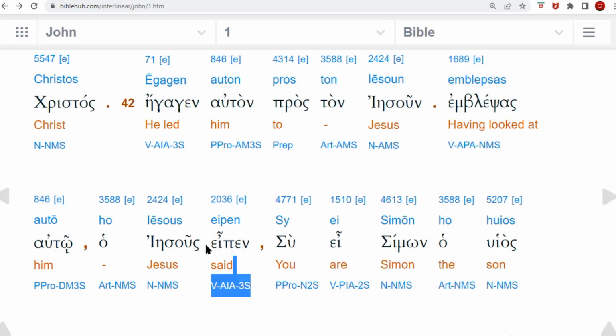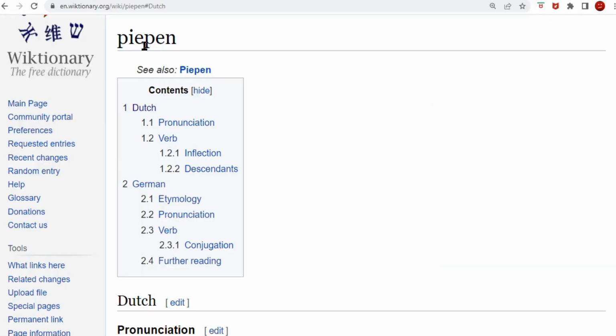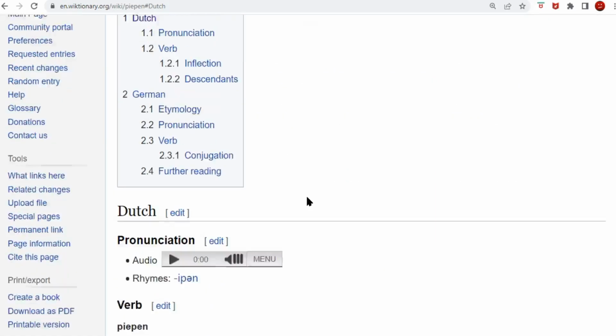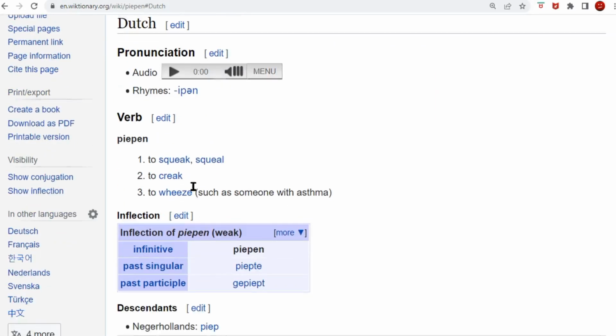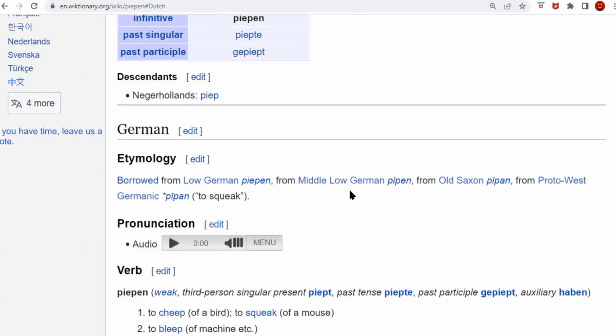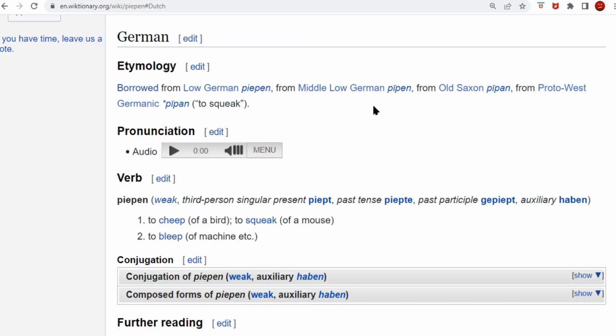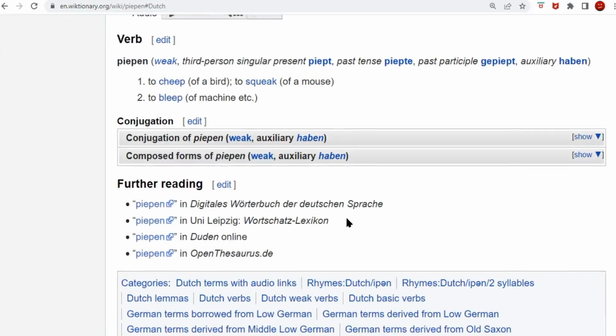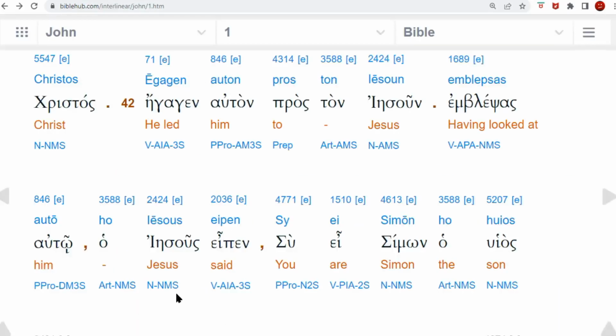This tells you to reach over and grab this E, although you turned around. It would regularly just be P-I-P, but this is P-I-E-P-E-N, to piping, the P-I-E-P-N, piping. Oh, Dutch, to squeak, to squeal, to wheeze, German, all of the ancient languages, same meaning, to squeak, to wheeze.